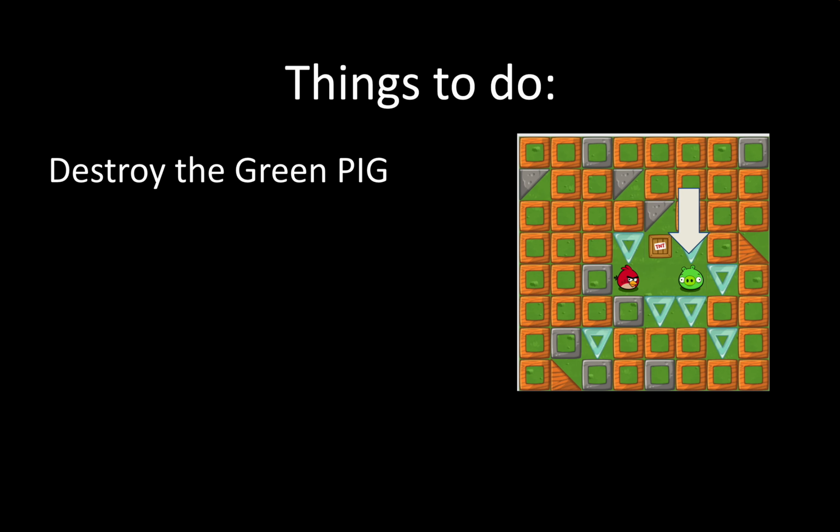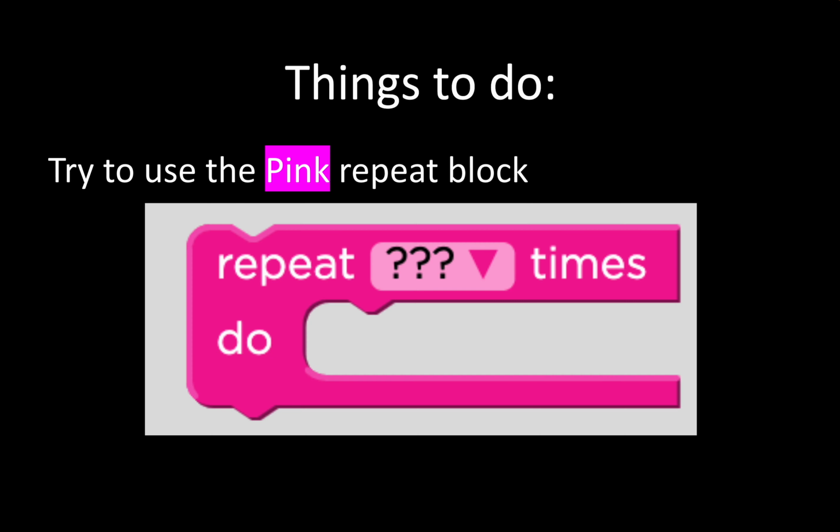All right, so the thing you're going to want to do in this lesson is take your Angry Bird and get to the pig. If we look here, this Angry Bird needs to move forward 2 times. So in your code, you will say move forward 2 times. It's going to be as easy as that.